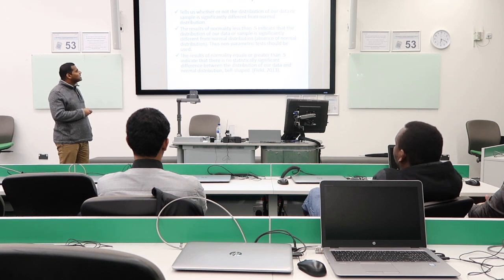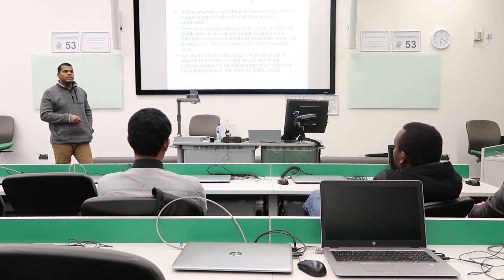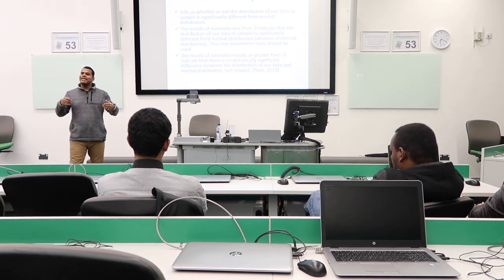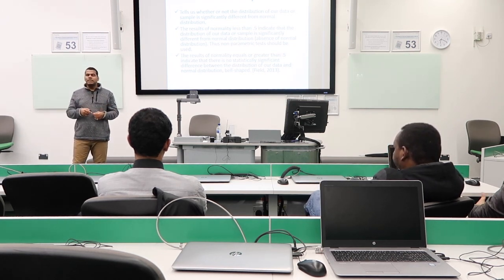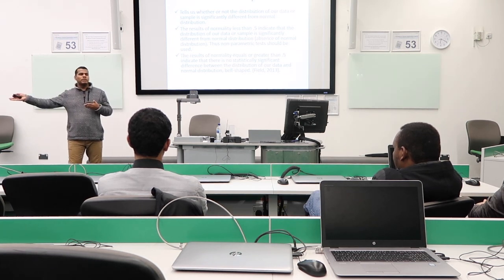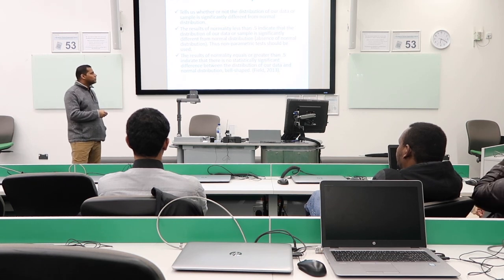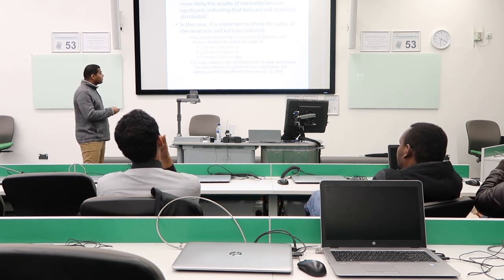If the result equals or is greater than 0.05, that means the distribution of my data is not statistically different from the normal distribution. That means it's similar. That means we use parametric tests.